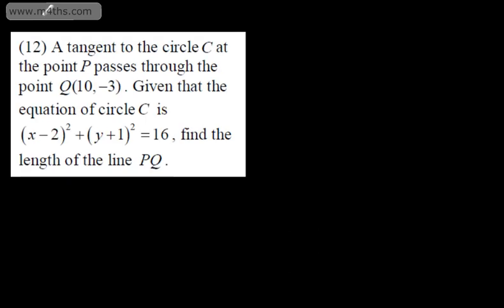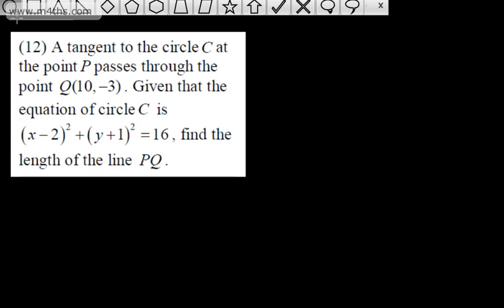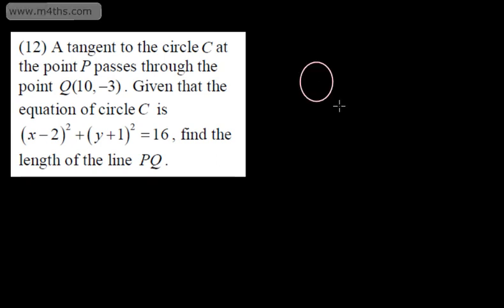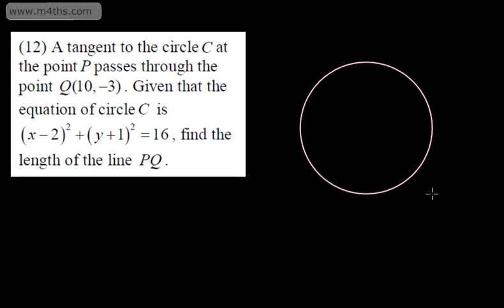In question 12, we're told a tangent to the circle C at the point P passes through the point Q, which has coordinates (10, -3). Given that the equation of the circle C is (x minus 2) all squared plus (y plus 1) all squared is equal to 16, find the length of PQ. There's lots of different things that we need to take on board here. What I'm going to do is use the fact that the radius and the tangent are at right angles, and then all I'm going to do is use Pythagoras' Theorem.